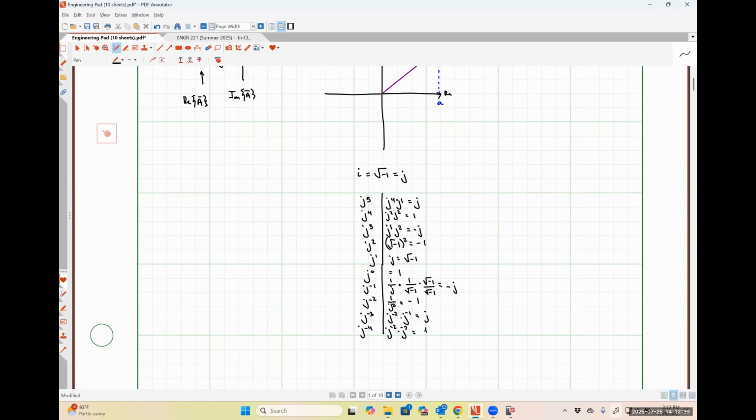And we can see that, again, that cycle just continues. So j to the -3 is the same thing as j to the 1, which is the same thing as j to the 5, which is the same thing as j to the 9, et cetera.